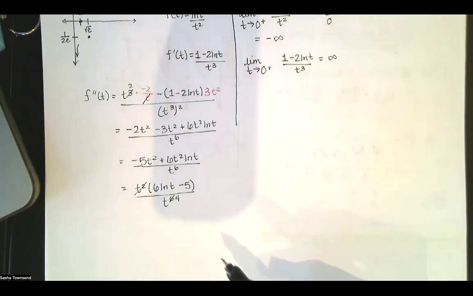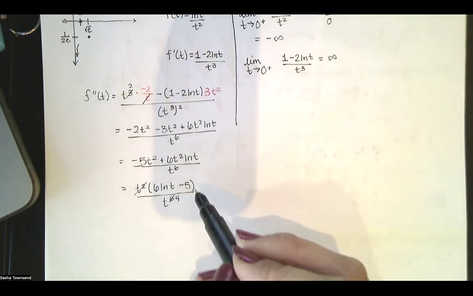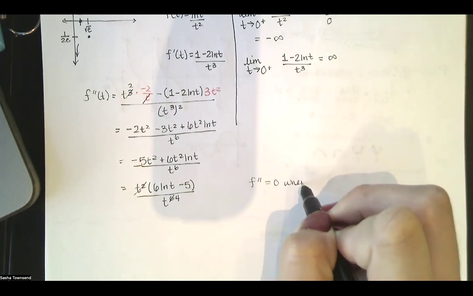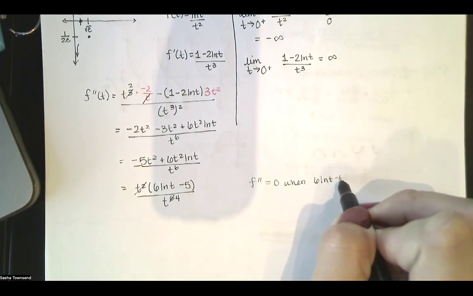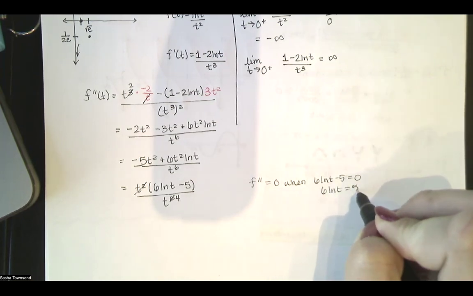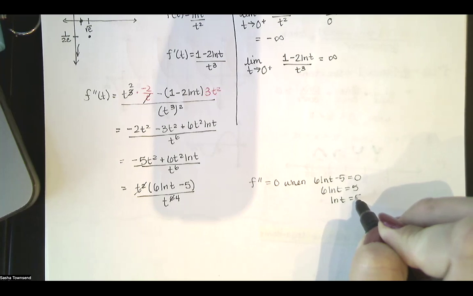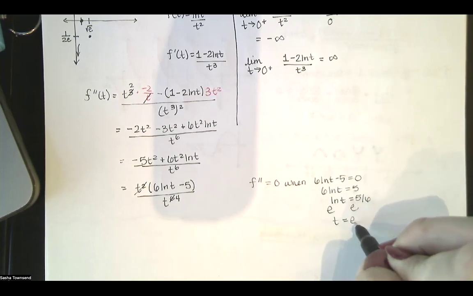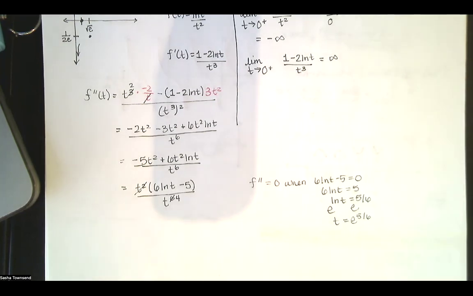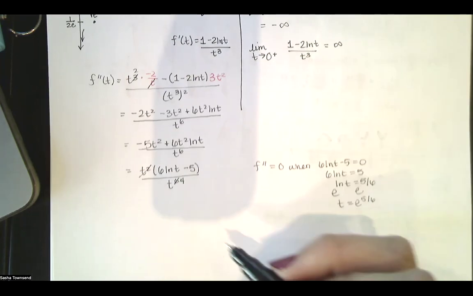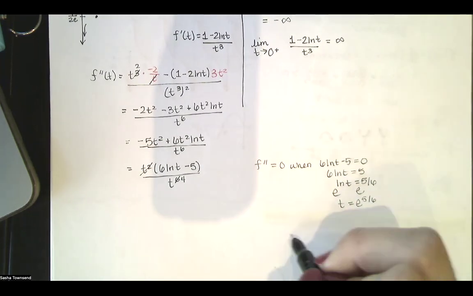So f double prime is 0 when that numerator is 0. So that means 6 natural log of t equals 5, or natural log of t equals 5/6. So if we exponentiate, t is e to the 5/6 power. And so you say, okay, well, where does f double prime change signs? It changes signs at this x value.